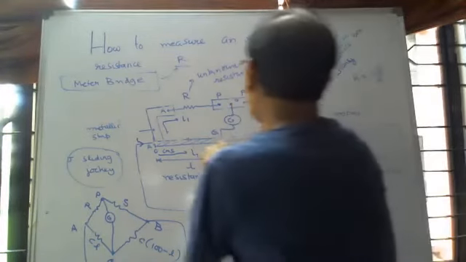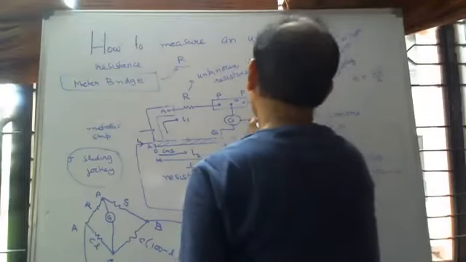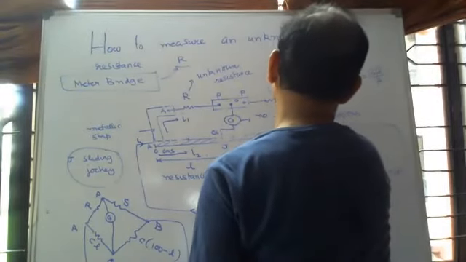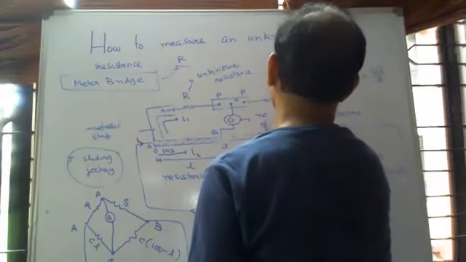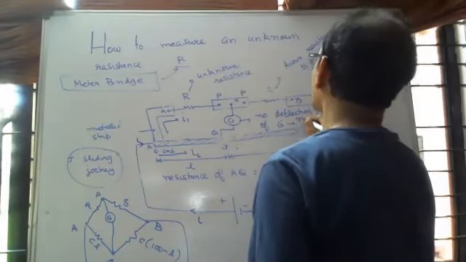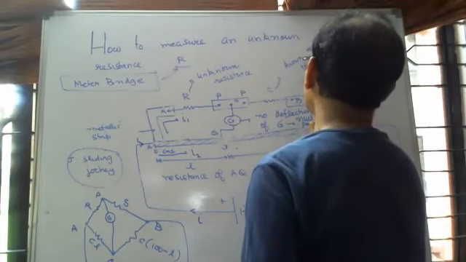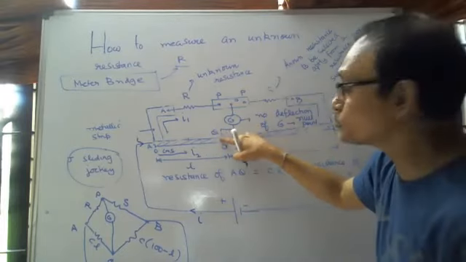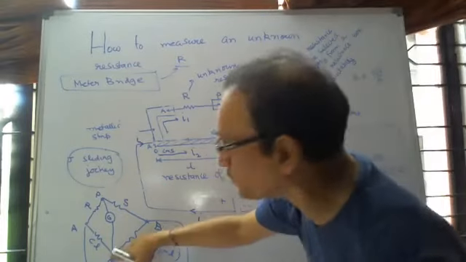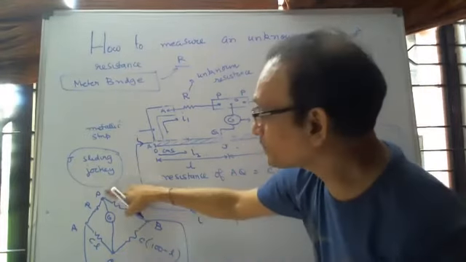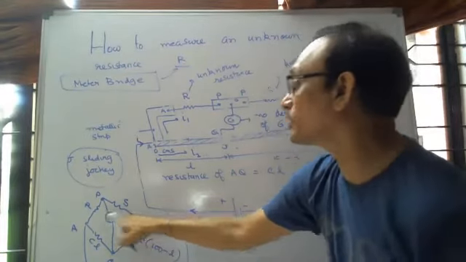So what I do is I put Q such that there is no deflection of the galvanometer. This is a null point for the galvanometer. मतलब कोई करंट नहीं फ्लो कर रहा है, तो P और Q सेम पोटेंशियल पे आ जाएगा. P और Q सेम पोटेंशियल पे आ जाएगा, है ना?